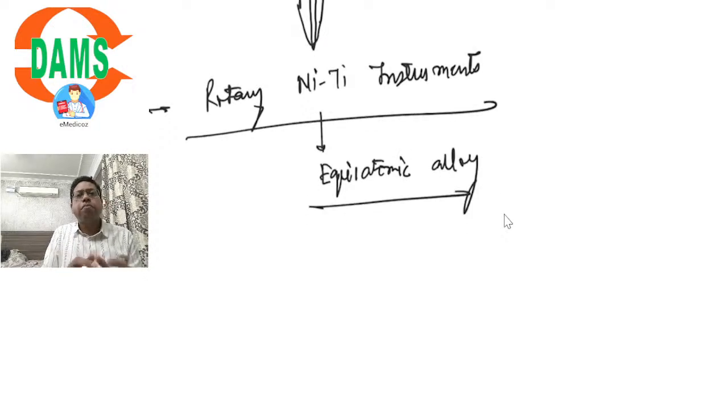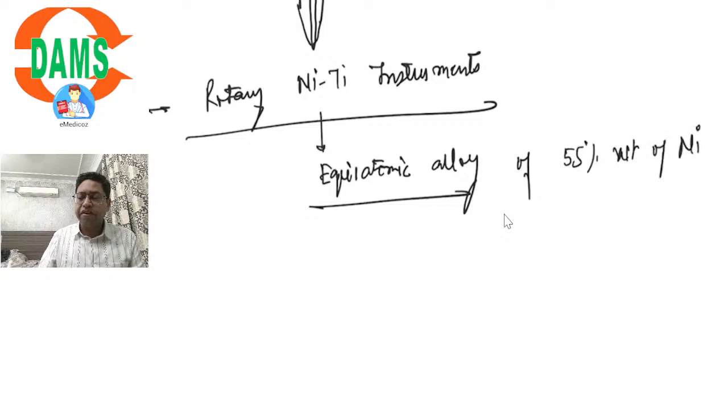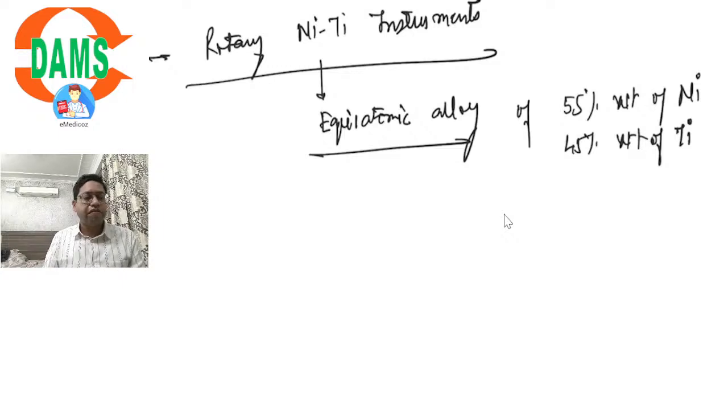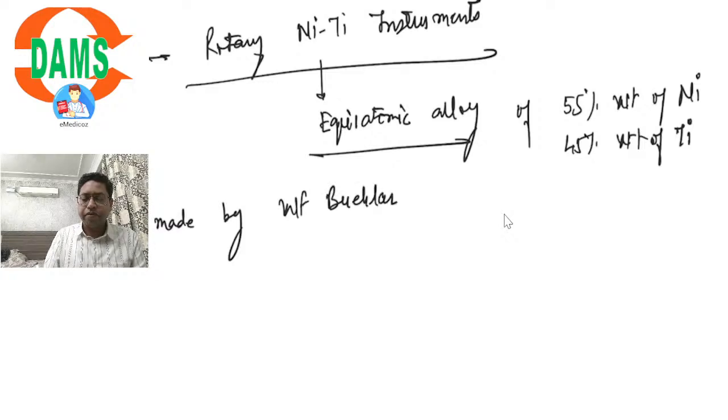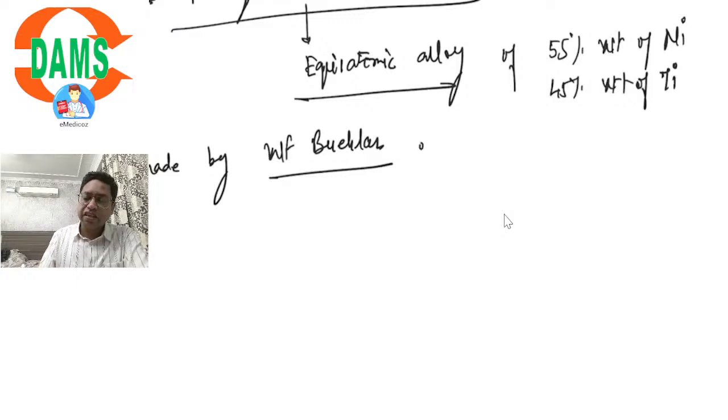Equiatomic alloy means equal number of the two elements are present, 55% by weight of nickel and 45% by weight of titanium. With 55% and 45% by weight of these two respective elements, it results in an equiatomic alloy that is called nickel titanium. This nickel titanium was first made by W.F. Buehler at Naval Ordnance Laboratory.